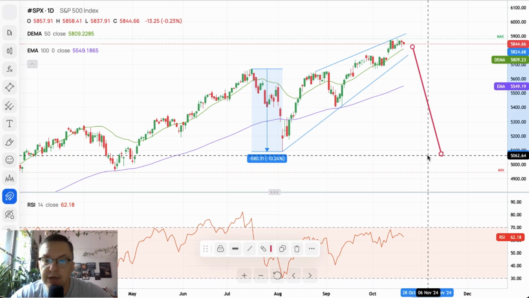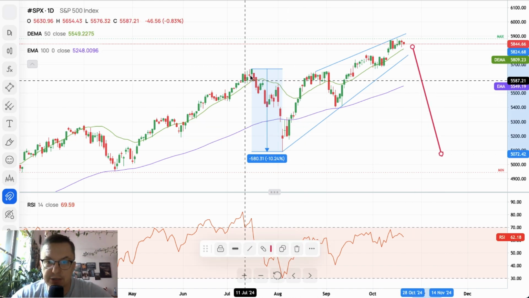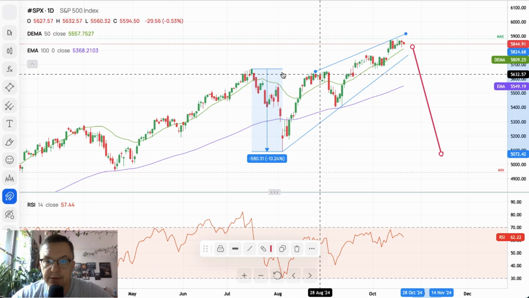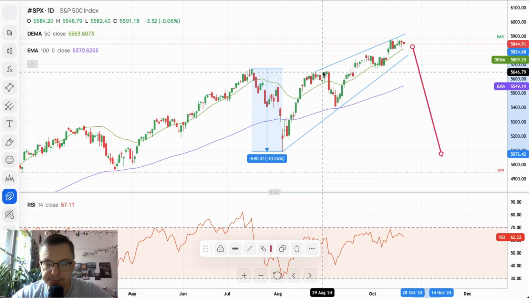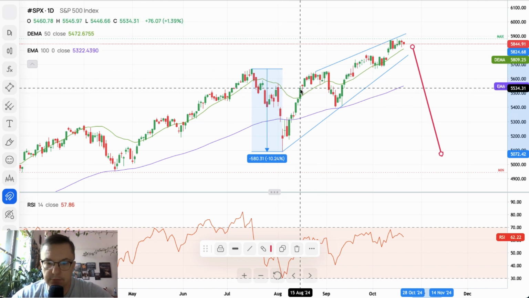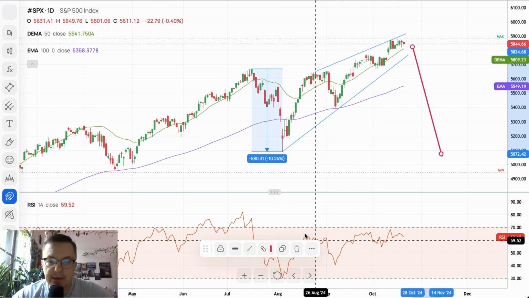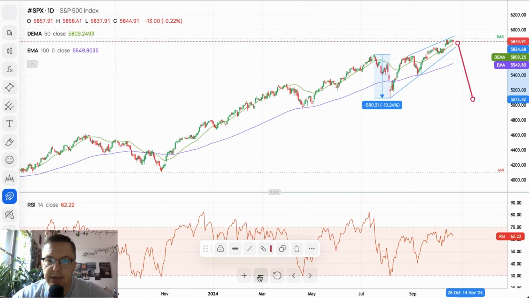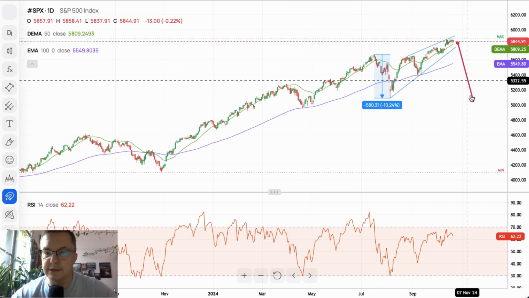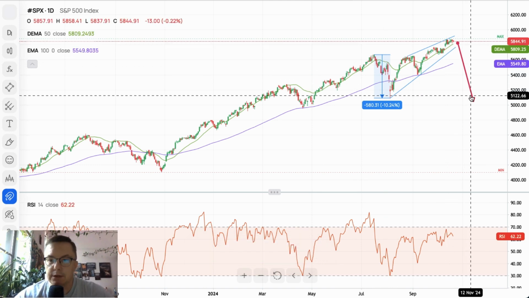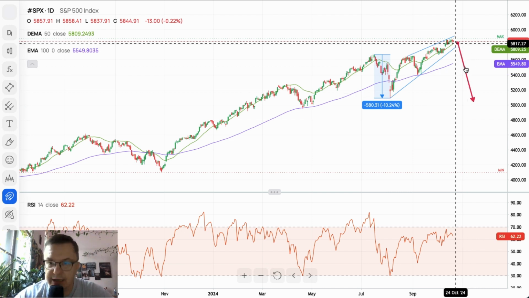because this might be an exceptional pullback or exceptional correction. Last time we got a 10% correction, and then after almost a month, we got the new high, and this market keeps moving higher, keeps moving higher. So this is only the internal correction. It's not the end of the multi-year uptrend on the S&P 500.